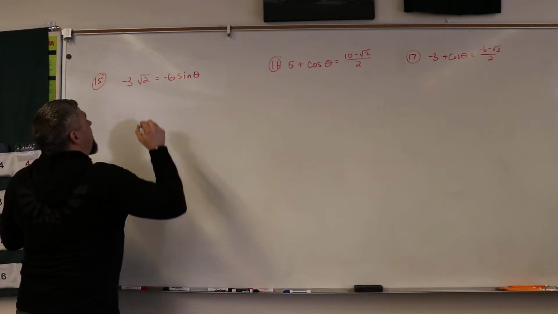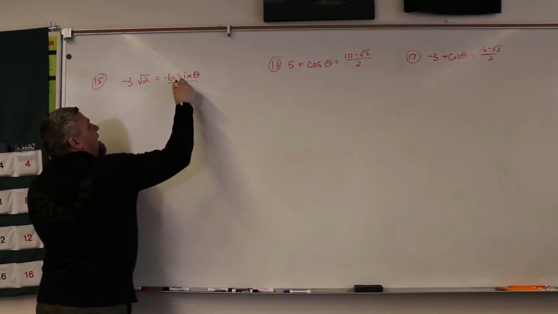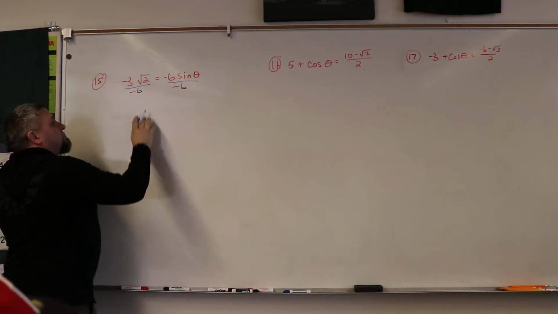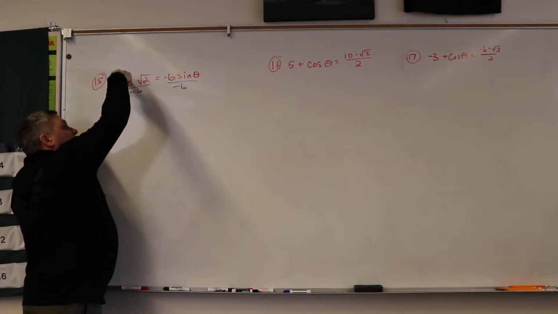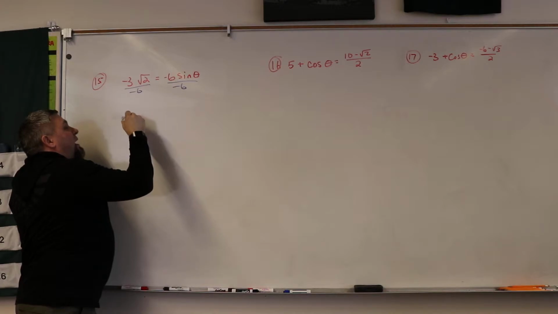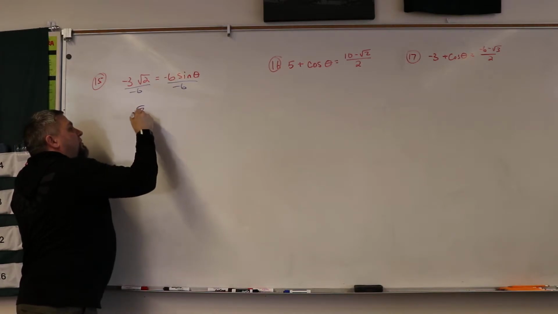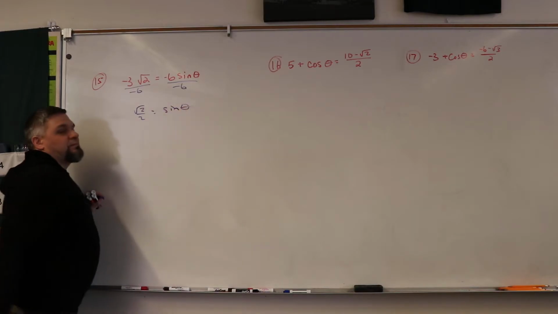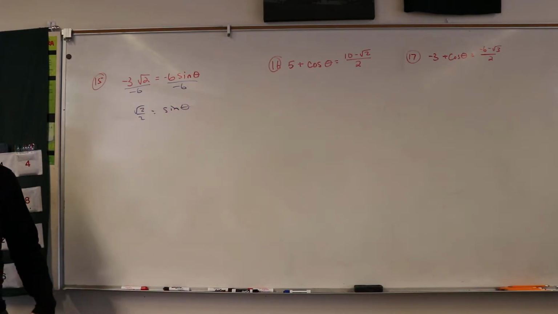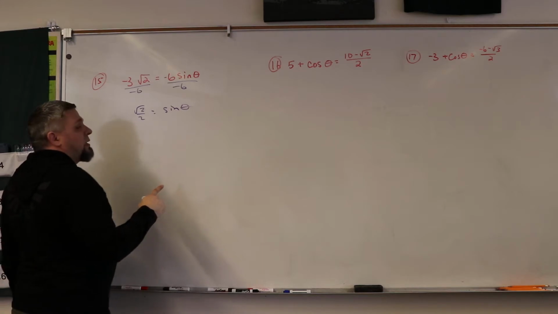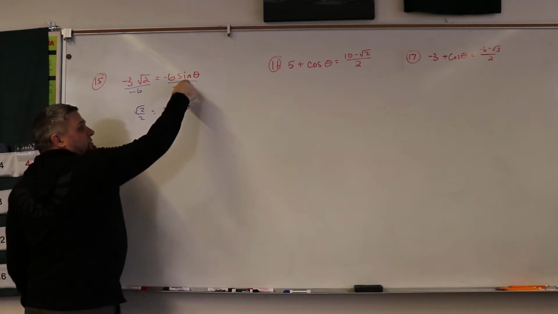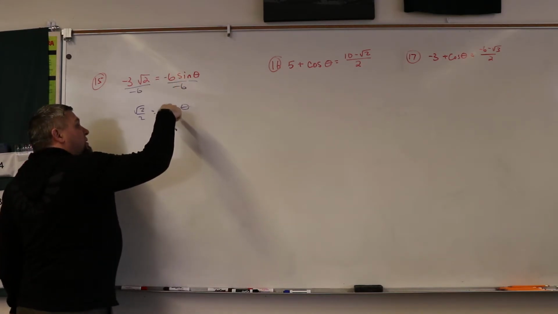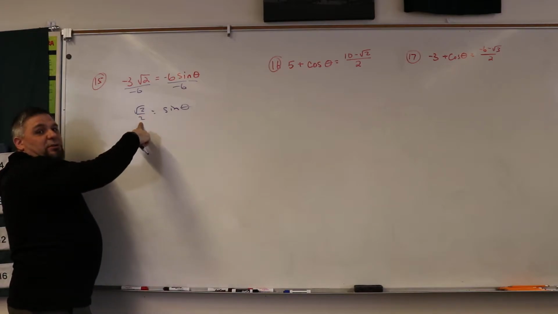So, what we're going to do is divide by -6. What that does is give us square root of 2 over 2 equals the sine of theta. So the sine of theta is equal to the square root of 2 over 2.